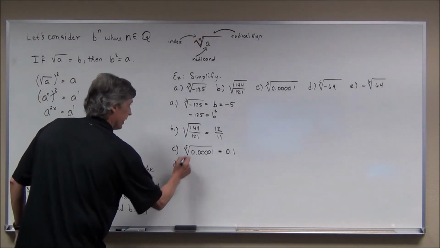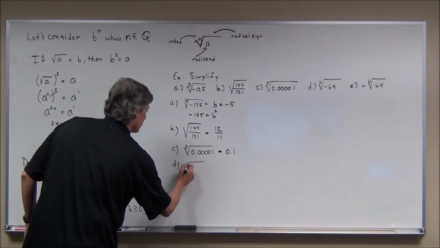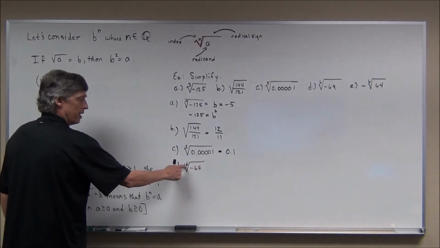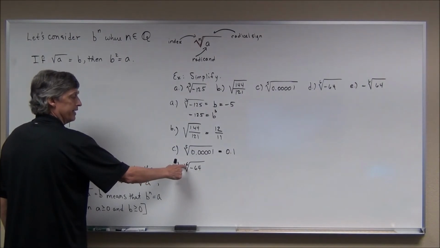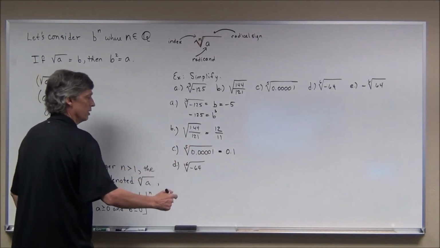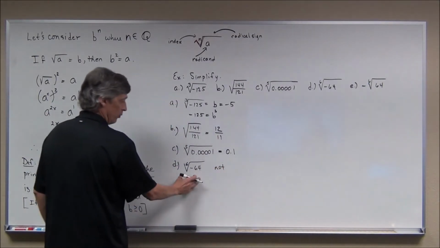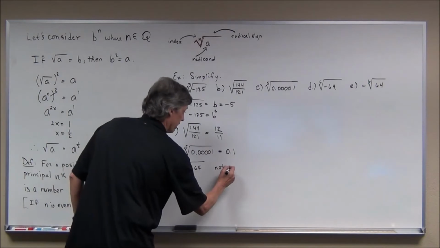The next part is the 6th root of negative 64. Here's where I have a negative number as a radicand, but I have an even index. This is no good. This is not a real number. So if this happens and you have to indicate what this simplifies down to, you can just say not a real number.